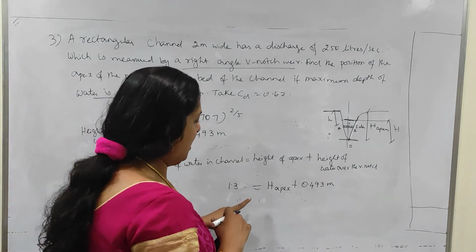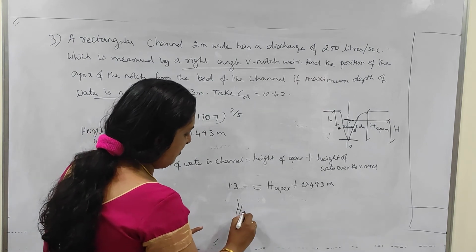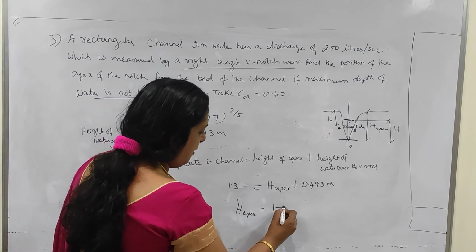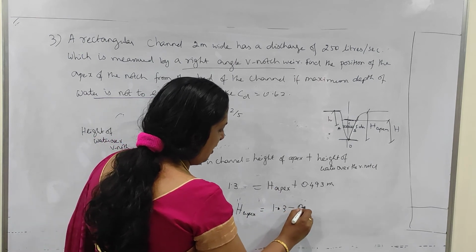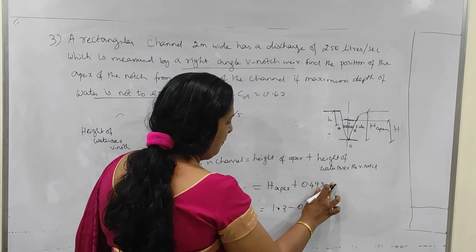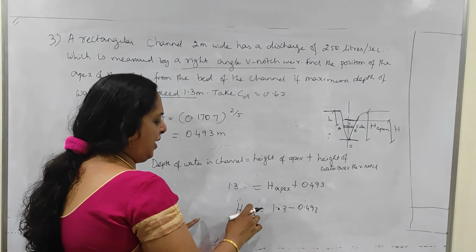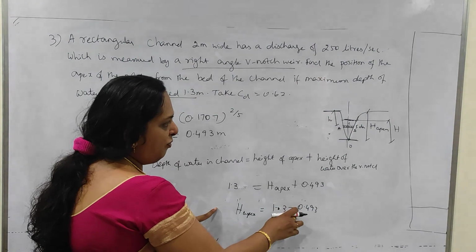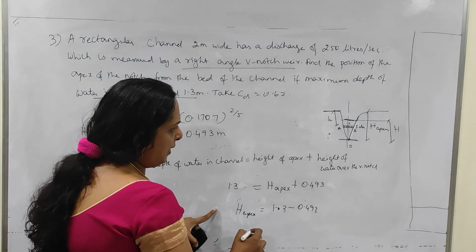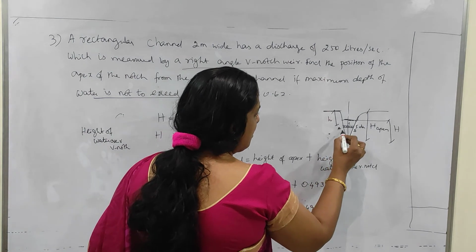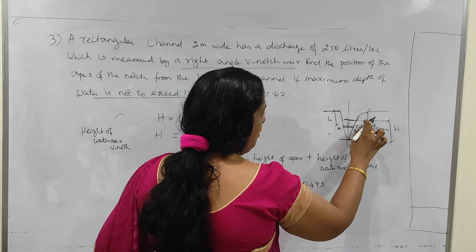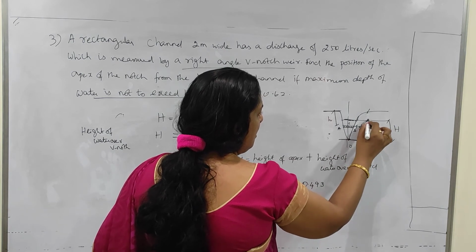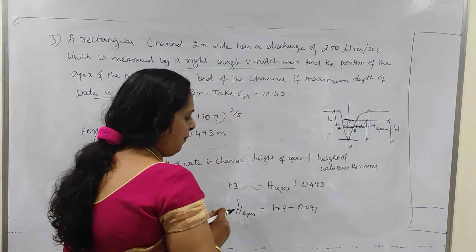So height of the apex will be equal to 1.3 minus 0.493. When I bring it to this side, 1.3 is my total depth, and the total depth minus 0.493, the water height, gives me the height of the apex. So this one is your height of the apex, exactly the height of the apex of my V notch.